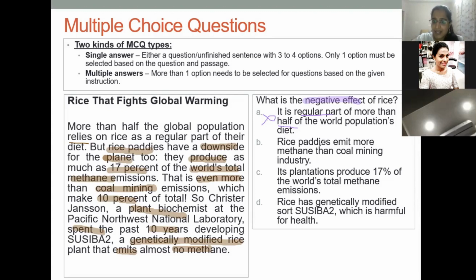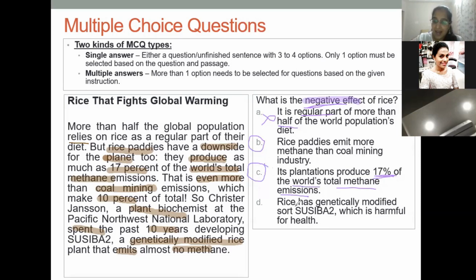Second, rice paddies emit more methane than coal mining industry. Okay, this could be the option, but I'm not marking it as the final option. There could be something more specific. It is present, but it's not very specific. They're asking us, what is the negative effect of rice? Its plantations produce 17% of the world's total methane emissions. This also could be the answer. Let's look at it at the end.